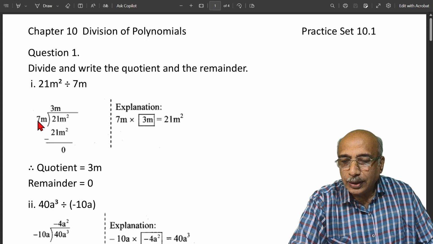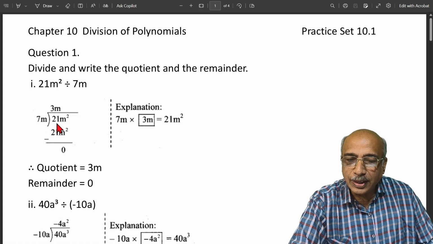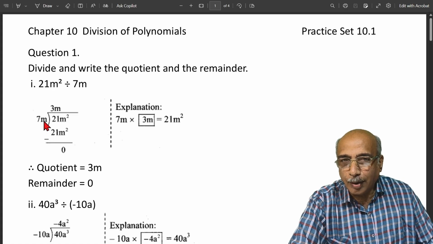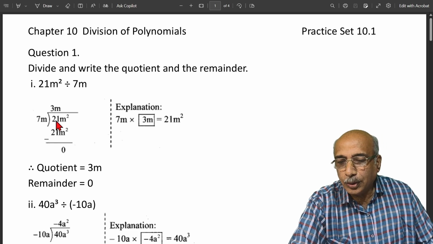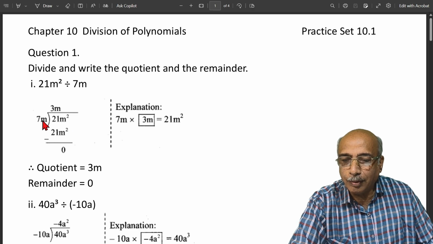Now here you see 7 is here, 21 is here. So which term table will go? 7 3s are 21. And here is m. m into m will be m square. Here we have to take these two terms same. If it is positive, both the terms must be positive. If it is negative, both the terms must be negative. Because in division method, we subtract the terms. Therefore, the sign changes. So here 21m square divided by 7m will take 7m into 3m equals to 21m square.